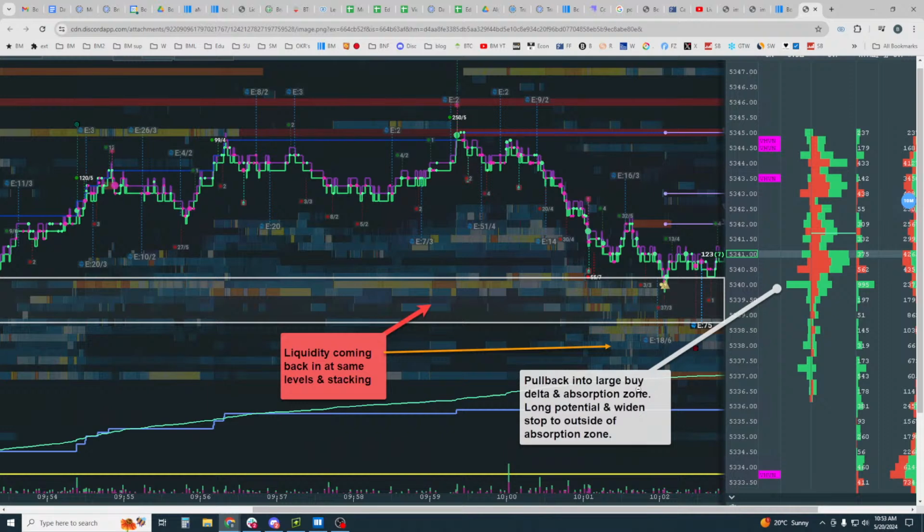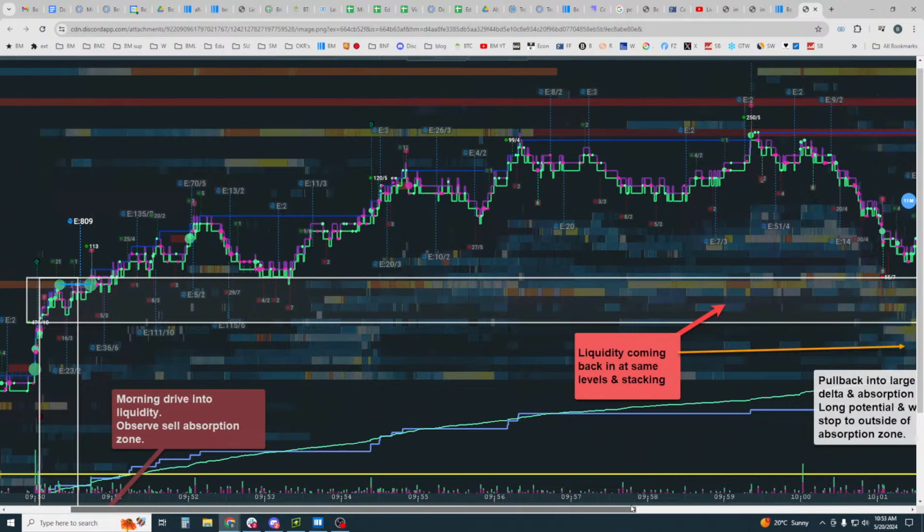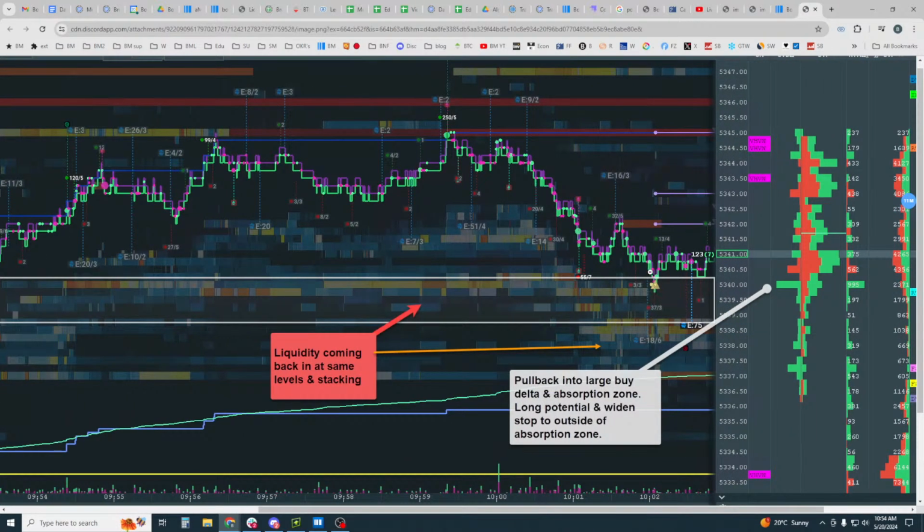Pull back into large buy delta. You got your buy delta here, so now you're starting to integrate that as well, and you know that there's going to be buy delta because you can see it right here, right? These two big dots. Now nice clean and clear charts here. So you're looking for this is support, and then more buyers starting to come in.